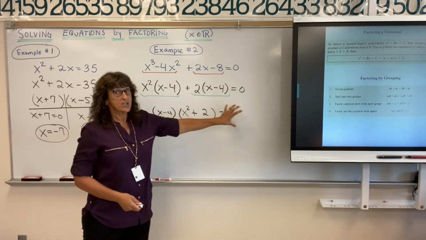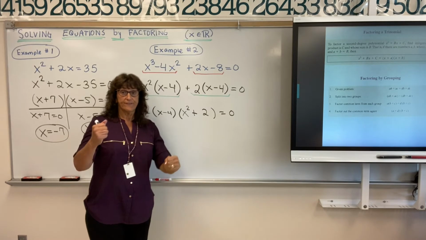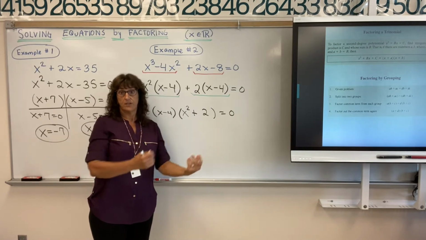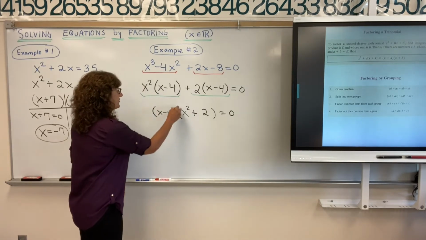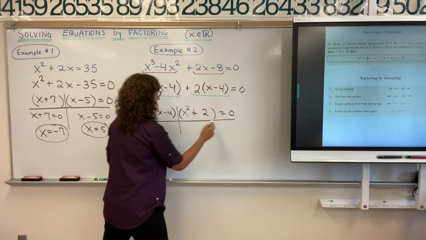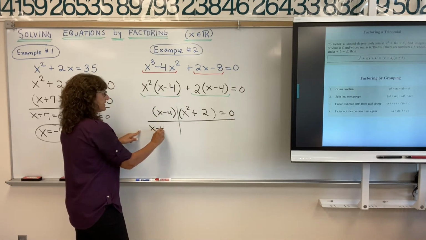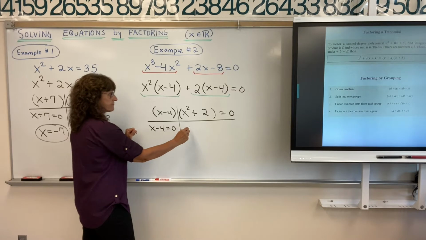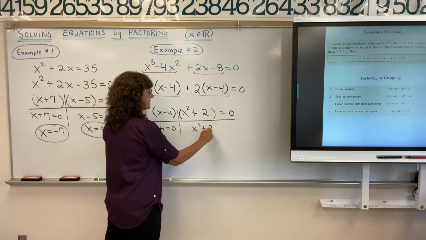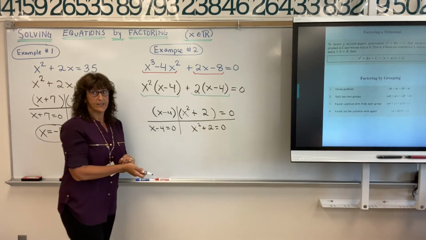When is this expression equal to 0? When either factor is 0. 0 times a number gives you 0. So you want to take both these factors and set them equal to 0. You're going to take the factor on the left, set this factor to 0. We're going to set this equal to 0, and solve each one individually.